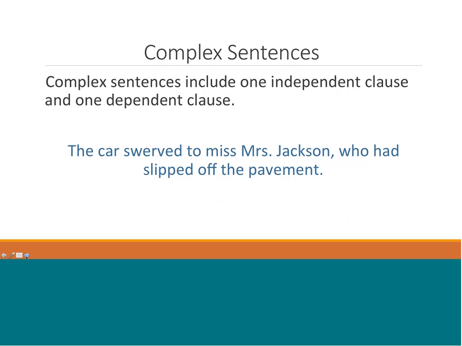Complex sentences include one independent and one dependent clause. So the car swerved to miss Mrs. Jackson, who had slipped off the pavement. So the car swerved to miss Mrs. Jackson is your independent clause, and who had slipped off the pavement is your dependent clause. It cannot stand on its own.